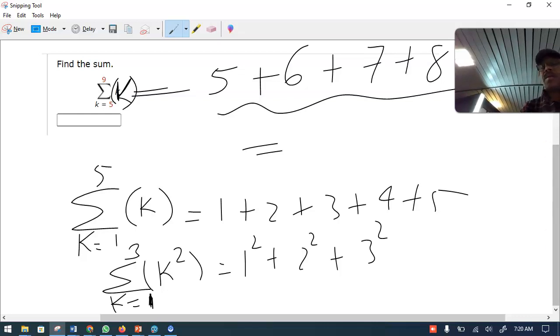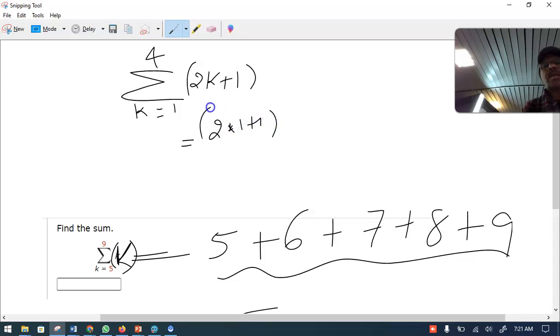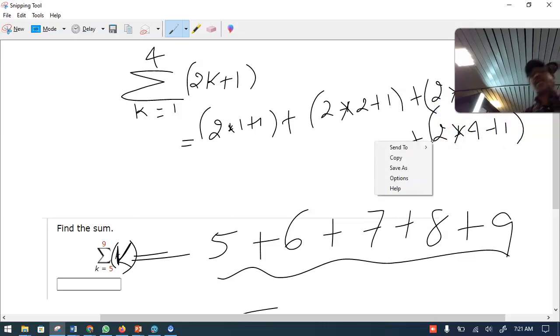Let me take one other one. Maybe suppose it was 2k plus 1, and it was k equals 1 to 4. All this means this is 2 times 1 plus 1, plus 2 times 2 plus 1, plus 2 times 3 plus 1, plus 2 times 4 plus 1. That's it. That's all it's asking.